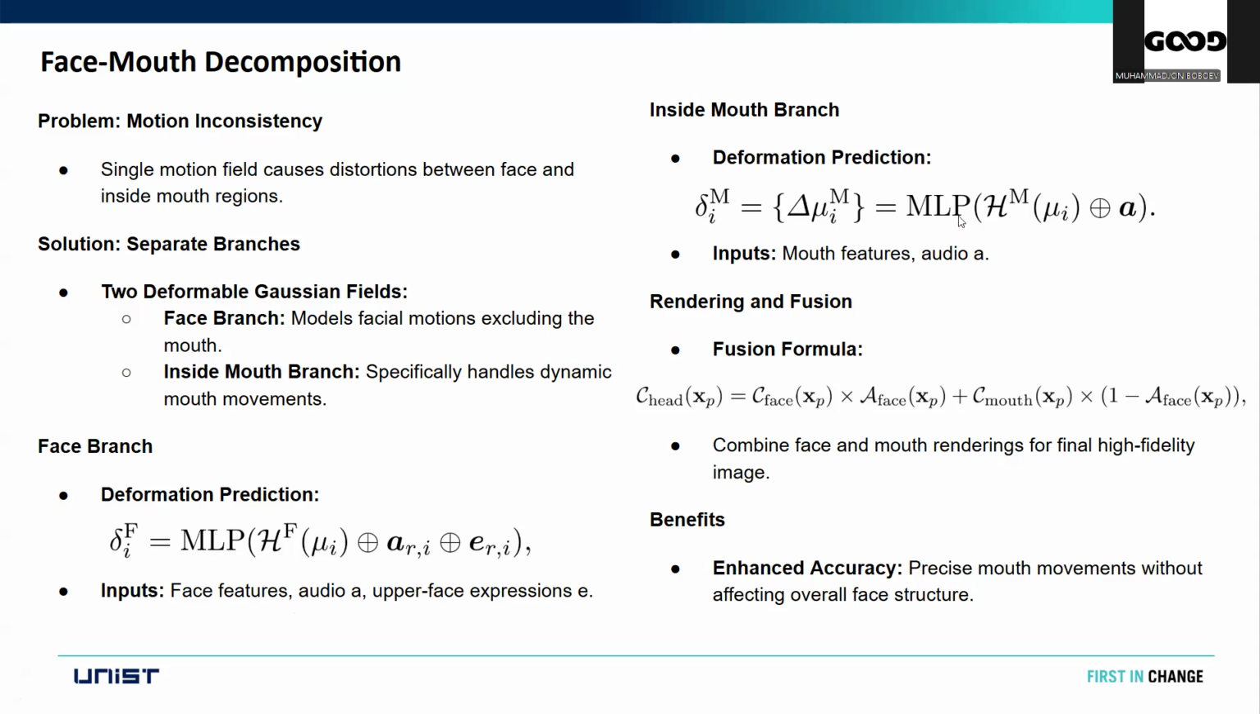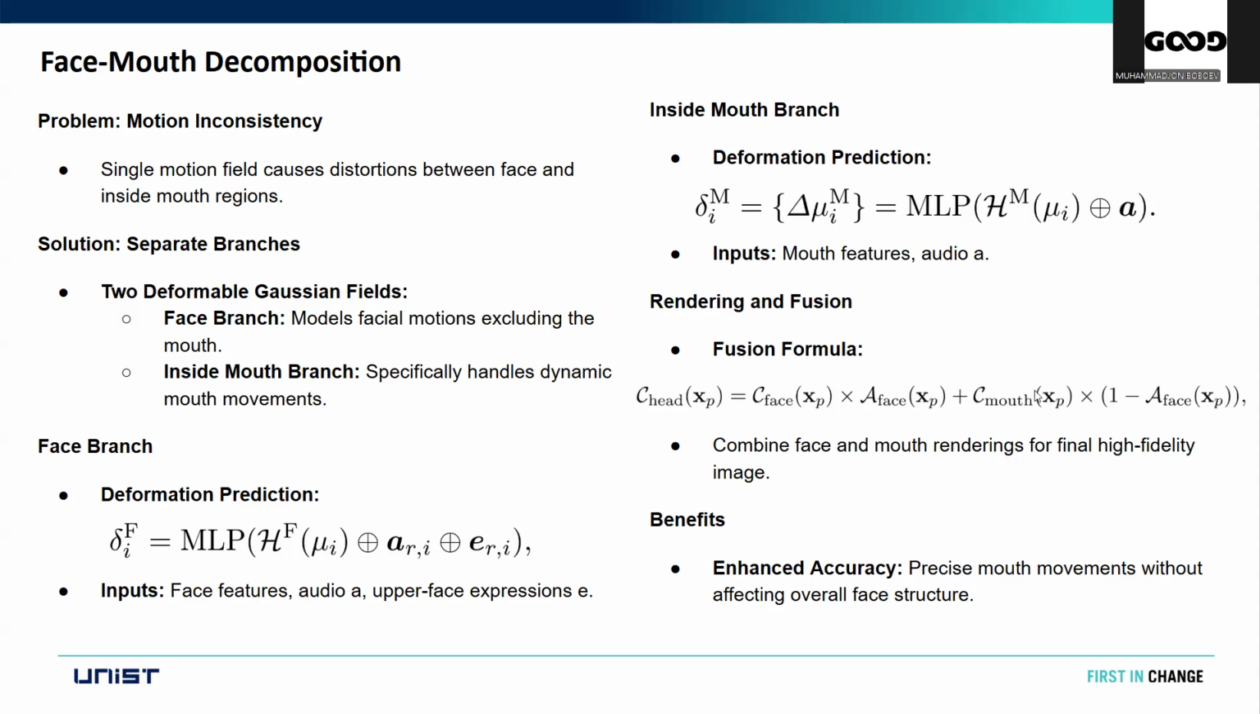On the inside mouth branch, once again, they give some kind of deformation prediction using an MLP. It's pretty straightforward. They give the audio features, and given the audio features, the MLP will just predict what kind of position offset we need to add on the initial position that we are given.